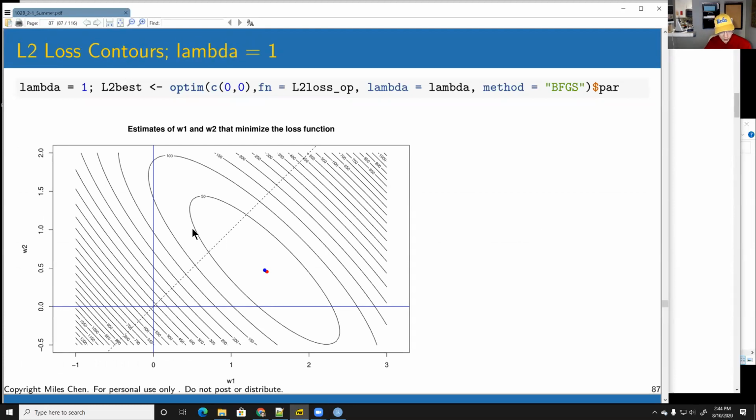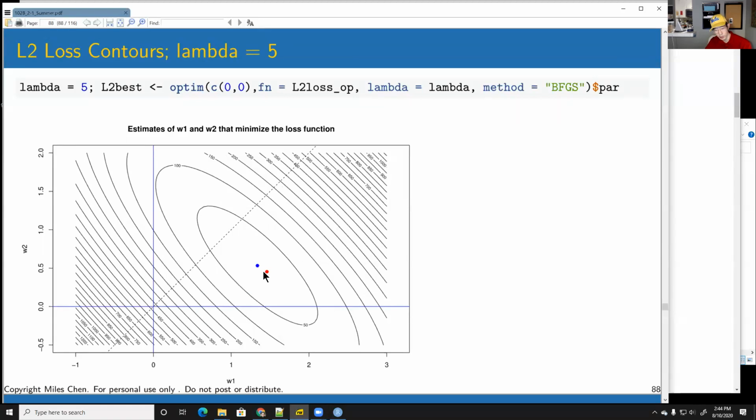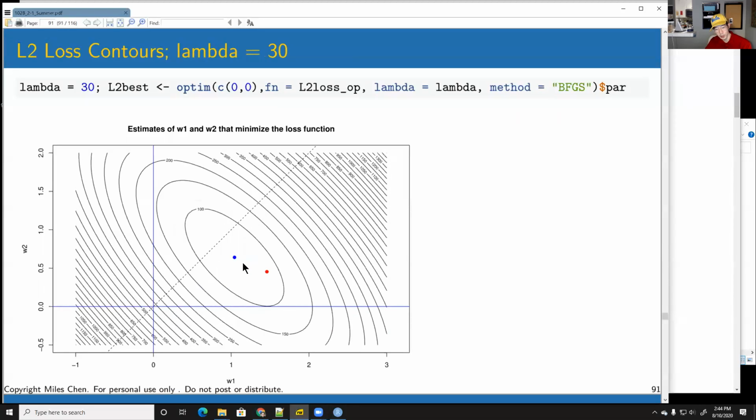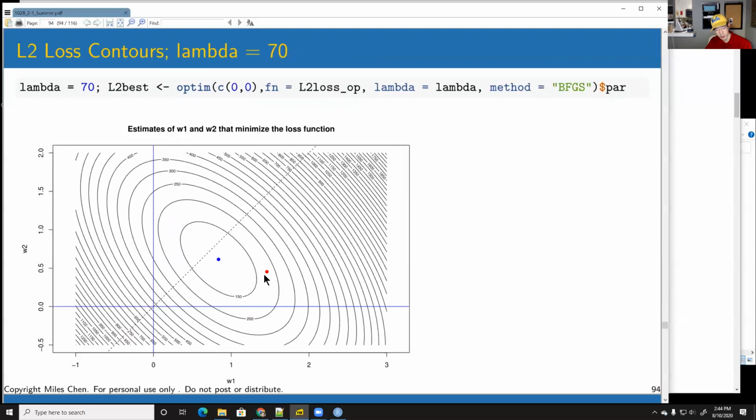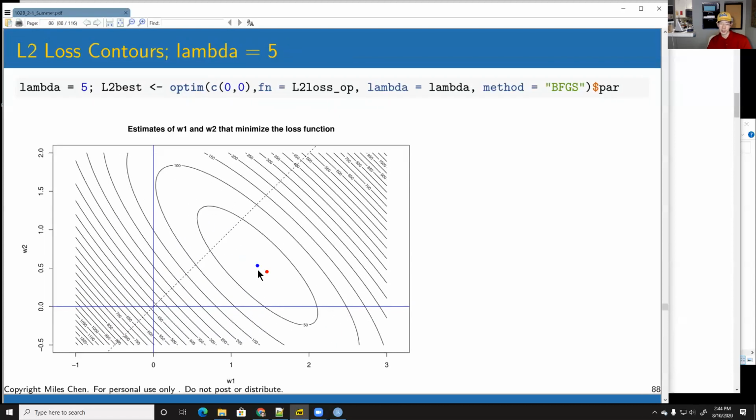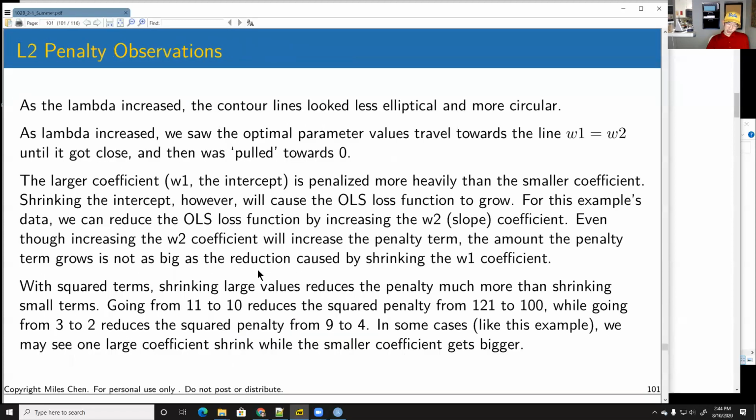Again, the red dot is the OLS loss. When I have lambda equal to 1, the blue dot is where the best fitting parameters are. W1 and W2 end up here, which is interesting. It's not moving diagonally towards the axis. It's moving up this way. And watch what happens as I increase lambda. Here's lambda equals 5. It goes up, up, up, and then it moves in this kind of arcing motion.